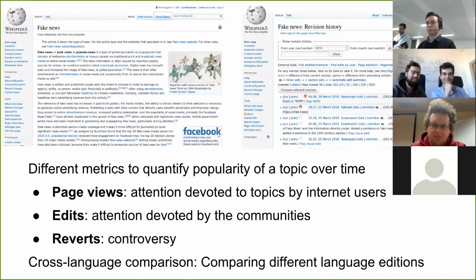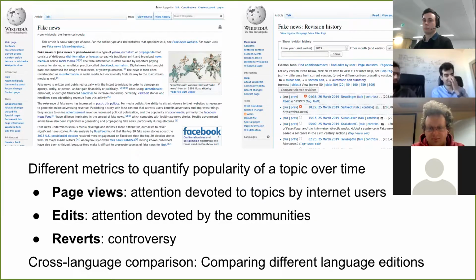And then we have several metrics based on edits. Here, I've just put two simple ones: the number of edits, which quantifies the effort of a community to edit this topic, to build the articles and get to a shared definition, and reverts, which is when somebody undoes the edit of somebody else. This can be used to quantify controversy. We have different language editions of Wikipedia, so it's possible also to compare topics across languages. We considered the 9 biggest editions of Wikipedia, which are 9 European languages.